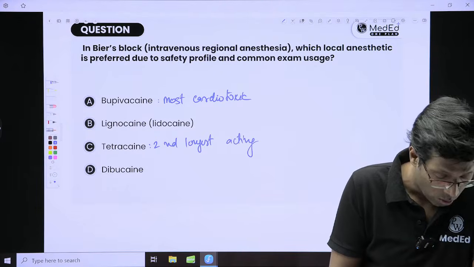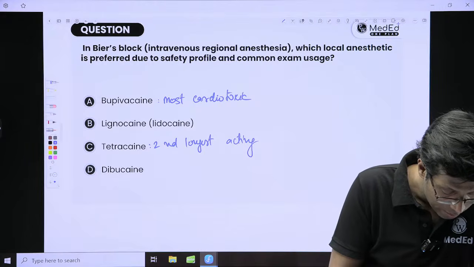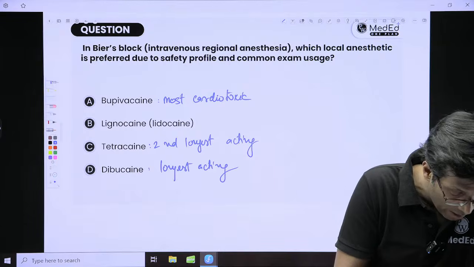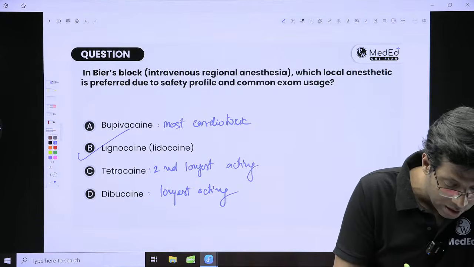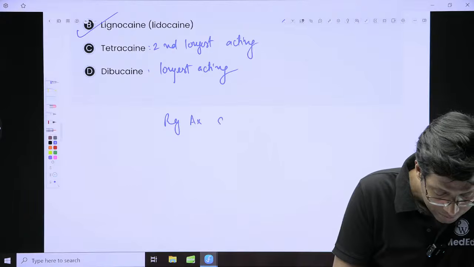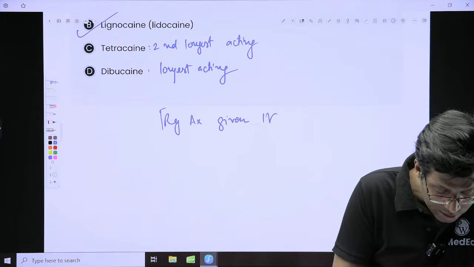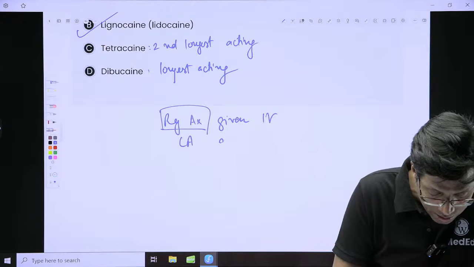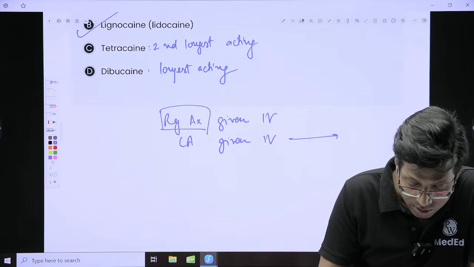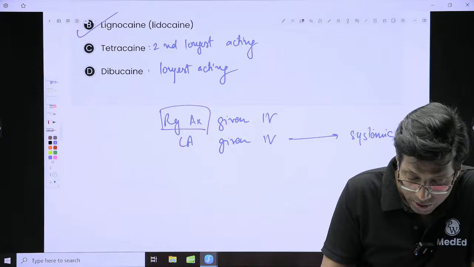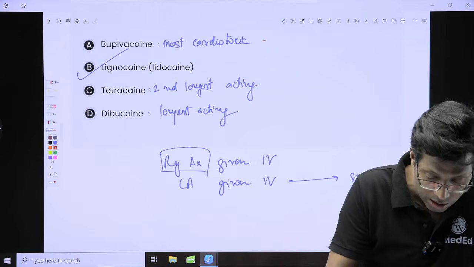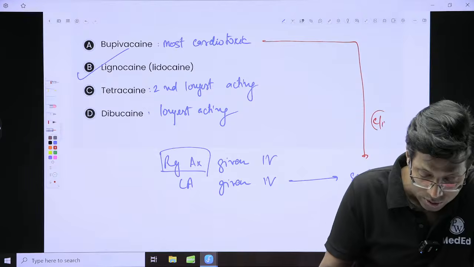Now, out of them, what is left? Dibucaine. Dibucaine, remember, is the longest acting. The answer is lignocaine. When you are giving intravenous regional anesthesia, it means I'm injecting the local anesthetic drug IV. So if you give it IV, there are high chances of systemic toxicity. Therefore, a drug like bupivacaine is contraindicated because it is the most cardiotoxic.